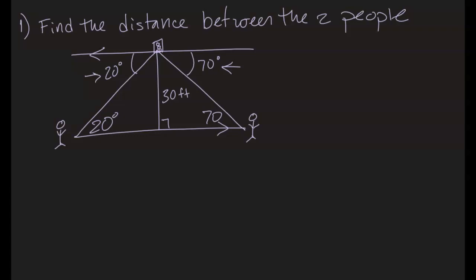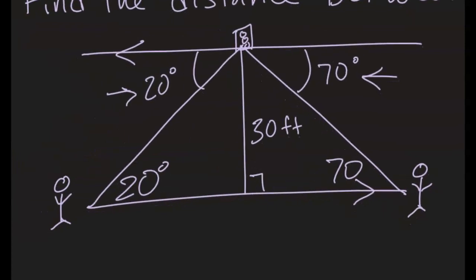Yes. Okay, so let's work on this left-hand triangle first. So this is our hypotenuse. It doesn't have a value on it. This is our opposite, and this is our adjacent. And if we're trying to find the distance between the two people, this is what I'm trying to find. Now, what do you notice? Am I just going to be setting up one trig function here?